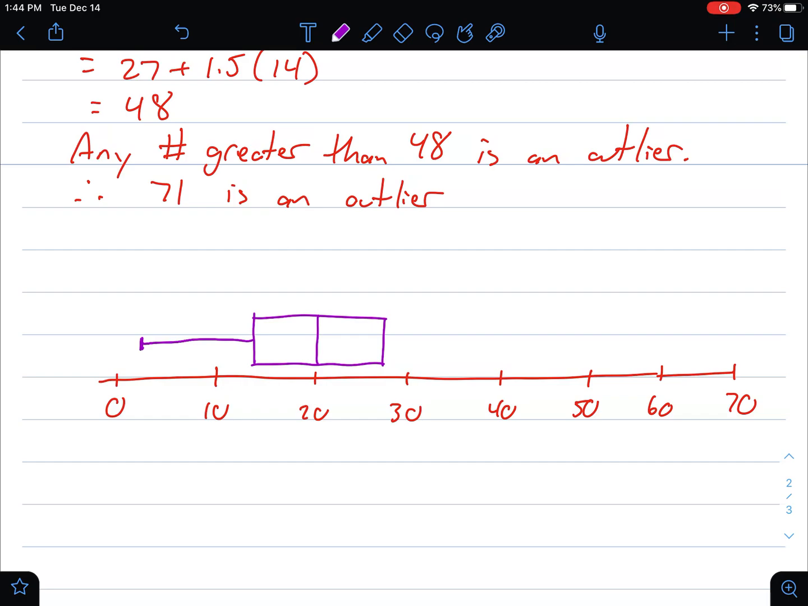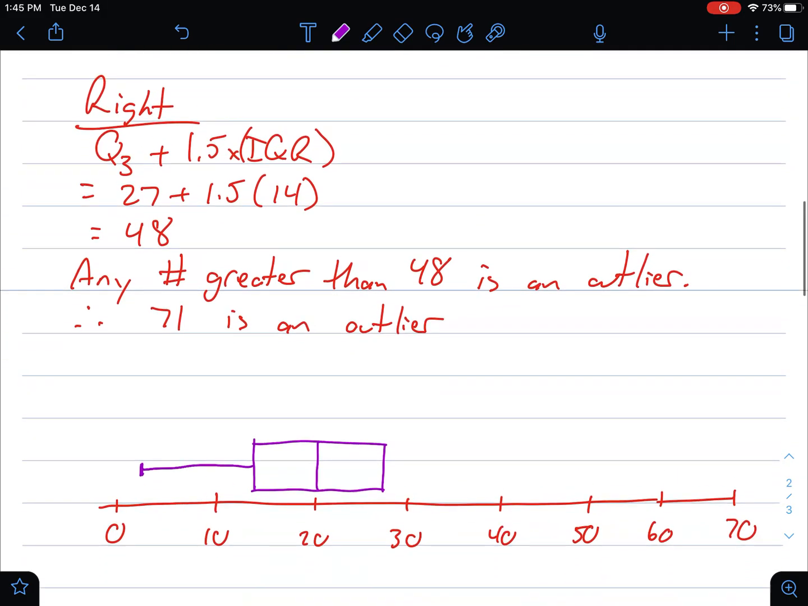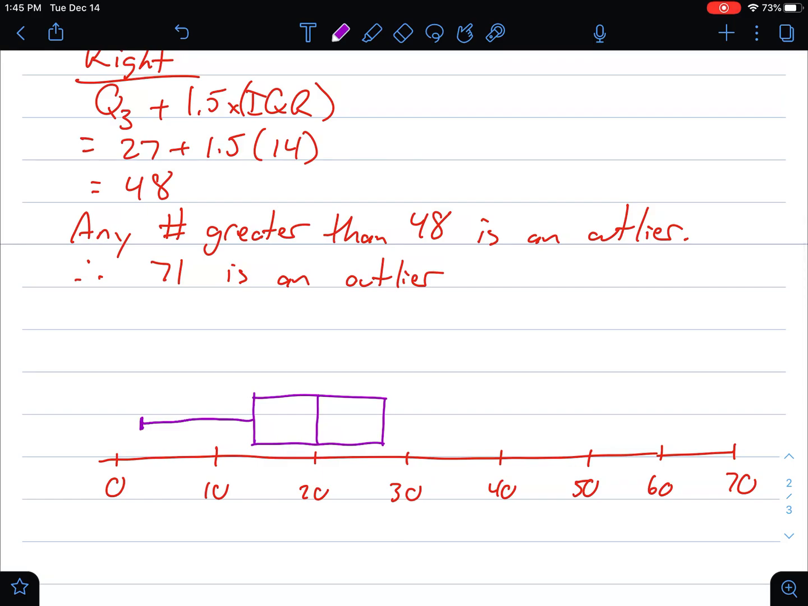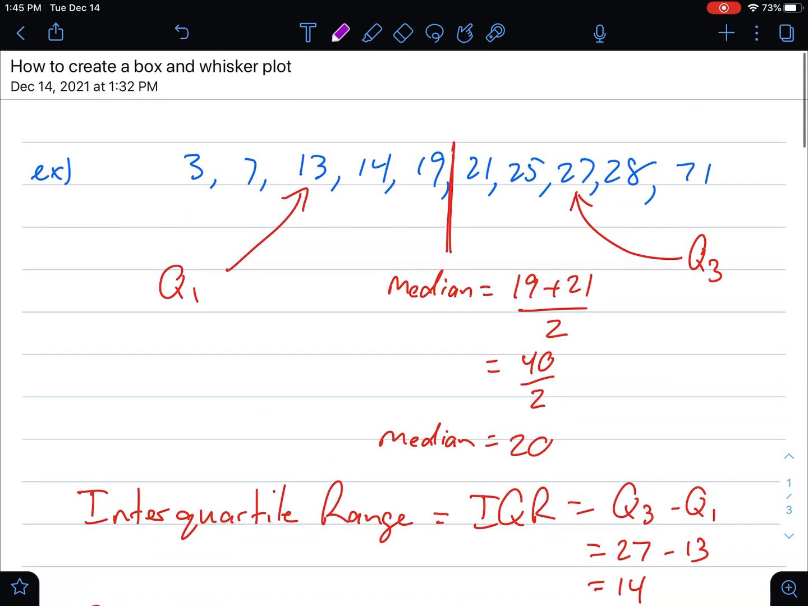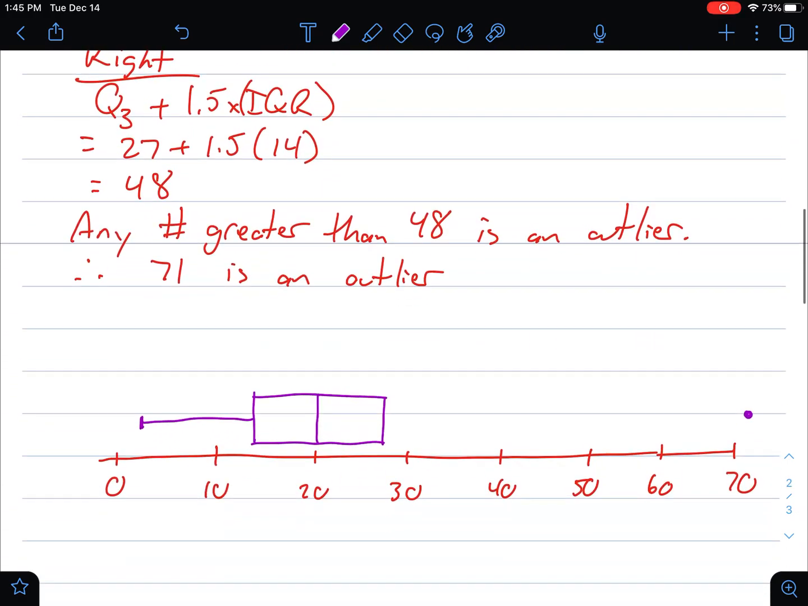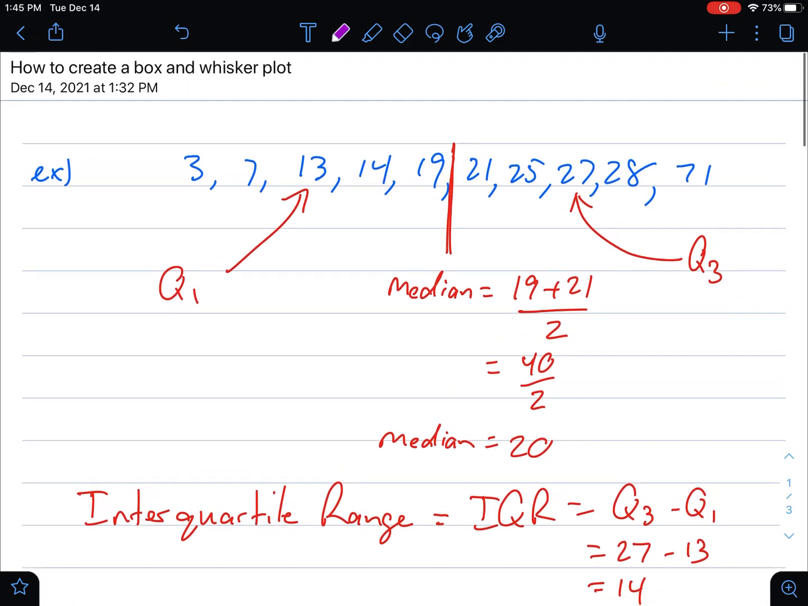Okay. The next one on the right side, we're not going to go all the way to 71, because we have to label the outlier. 71 is an outlier. The way you label that is you draw a dot. So at 71, draw a dot. And our whisker line has to go all the way to the next highest value that is not an outlier. So if I look back at my values, the next highest value I have is 28. That's where it has to stop. So I'm going to find 28.